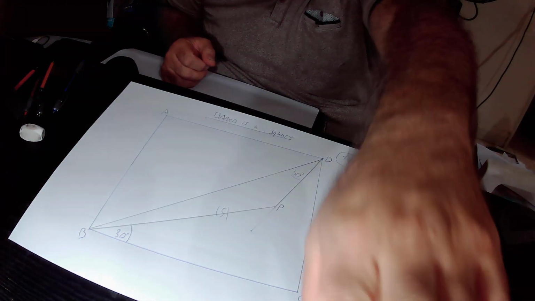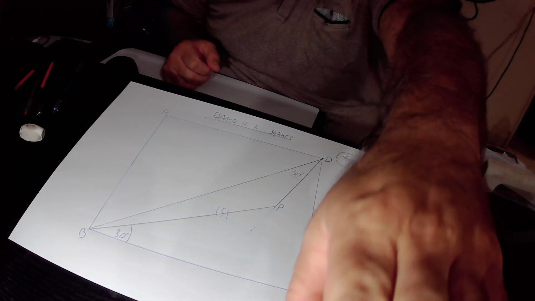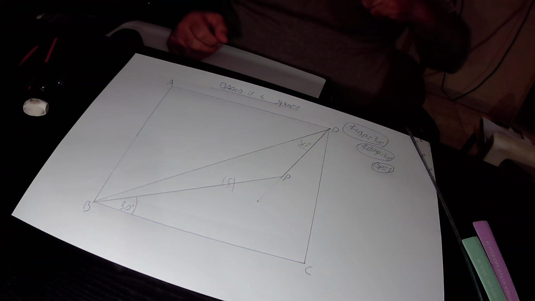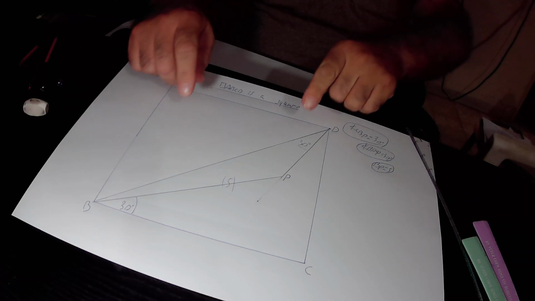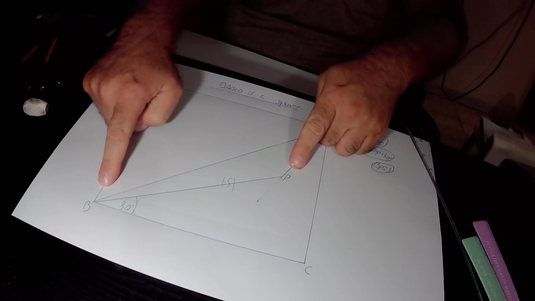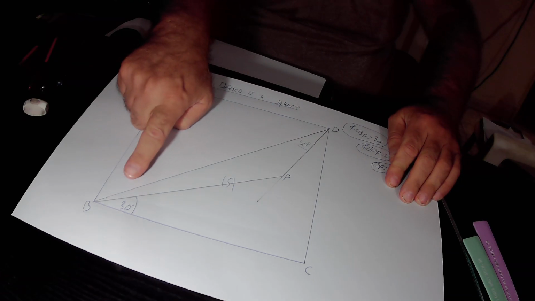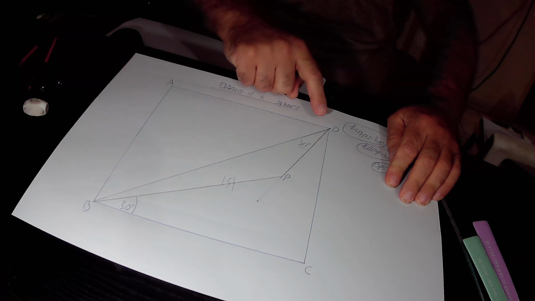In this lecture we will find out the area of square ABCD. In the drawing we have square ABCD. You know that BP equals 5 units in its length. Angle BDP equals 30 degrees in its size. Angle PBC is also equal to 30 degrees in its size.